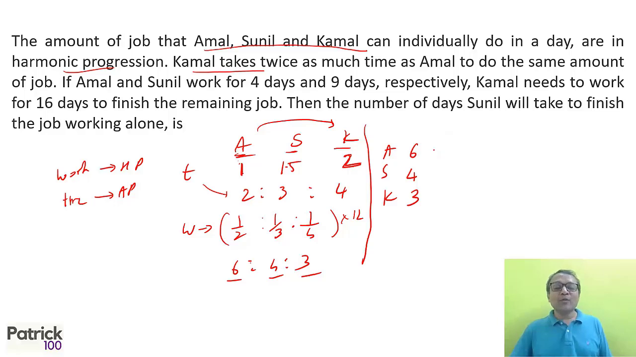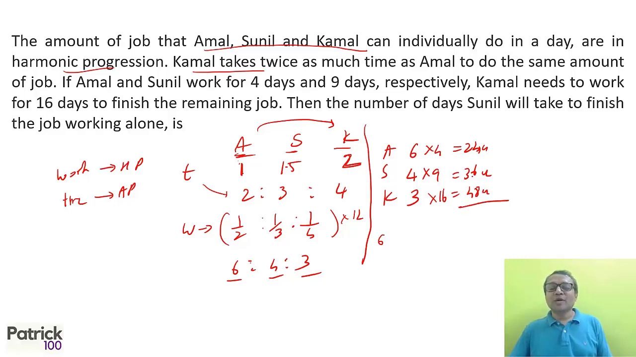Now for the total work, what did Amal do? Amal worked for 4 hours, 6 4s are 24 units of work. Sunil worked for 9 hours, which is 36 units of work. And Kamal worked for 16 hours, which is 48 units of work. If you add, you have 108 units of work. The total work is 108.